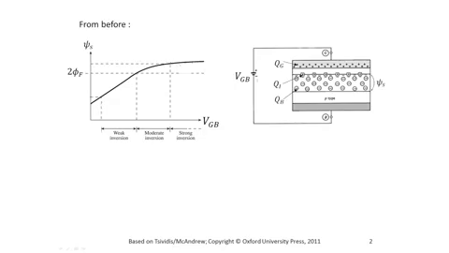This is characteristic of what we call strong inversion. This is the weak inversion region. The in-between region is the moderate inversion region, and this here is the strong inversion region. We are going to concentrate on this part now.